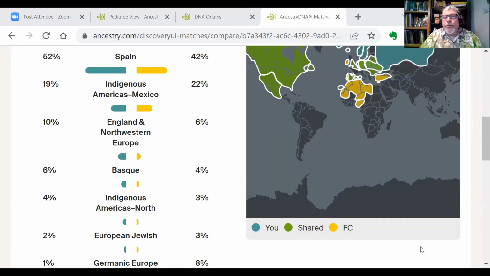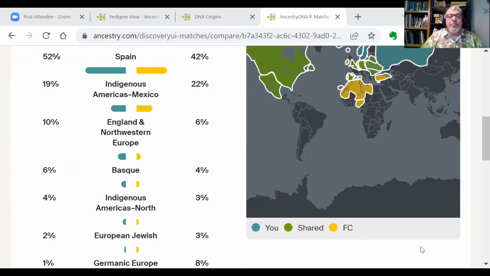This is who I believe to be my mother's first cousin. He has a different first name than he usually goes by, but it's also a name that I know is his name. So he hasn't responded to me, so I don't know if this is who he is, but I'm pretty sure that he is. So again, Spanish 42%, Indigenous 22%, England, Northwestern Europe. Here we go, 6%.